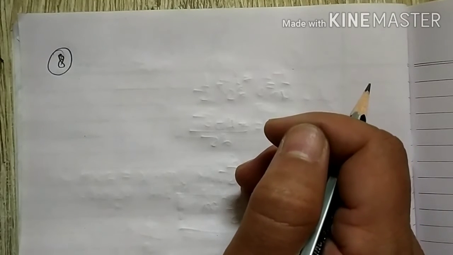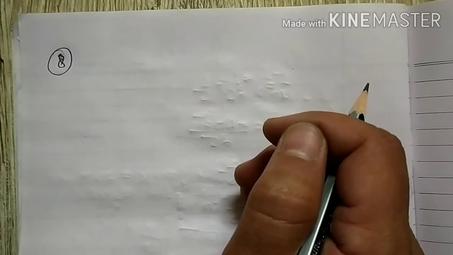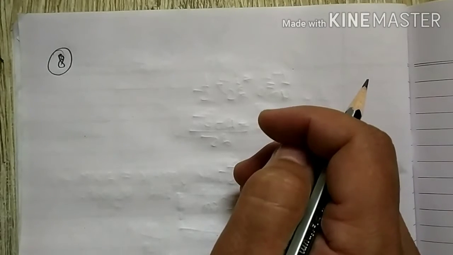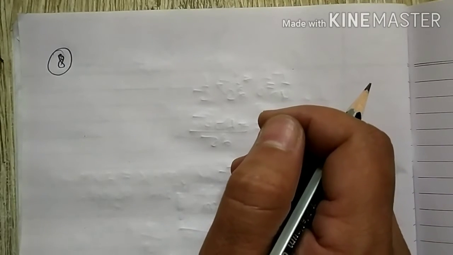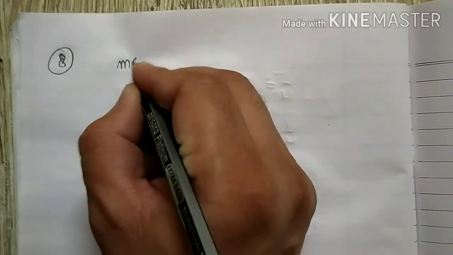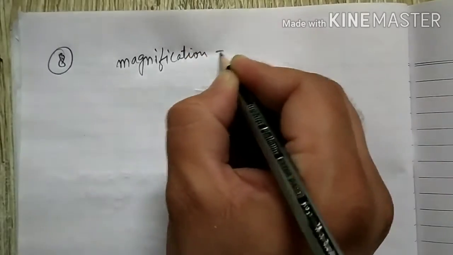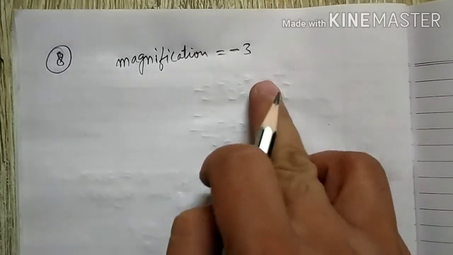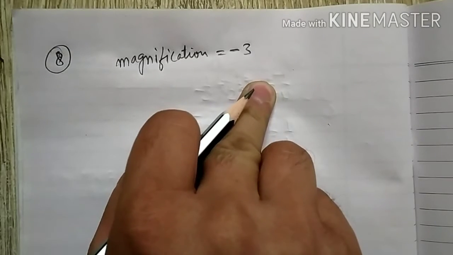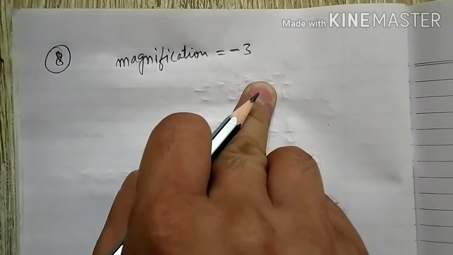They are saying that the convex lens is producing a 3 times magnified image of an object, and that it is an inverted image. Inverted image means the image will be real. So they are saying 3 times magnified, that means the magnification is given in the question. Magnification will be equal to minus 3. I hope you understood why I am taking this minus 3, because they are saying it is an inverted image. Inverted image means the image will be real, and the magnification of real images will be negative.